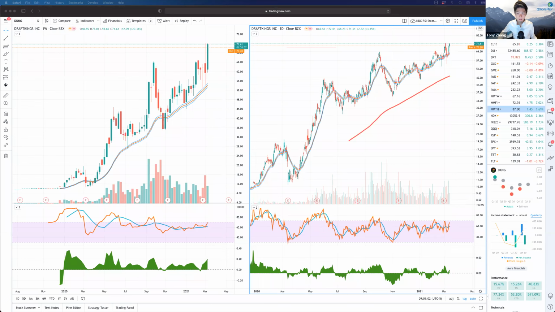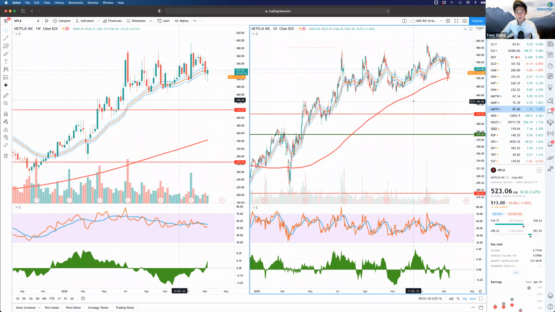This is highly speculative, in my opinion. There's a lot of regulatory risk, if you will, here with these types of gaming online betting sites. So that's the risk that you take, but so far investors are being rewarded for that risk. The next one I want to take a look at is Netflix.